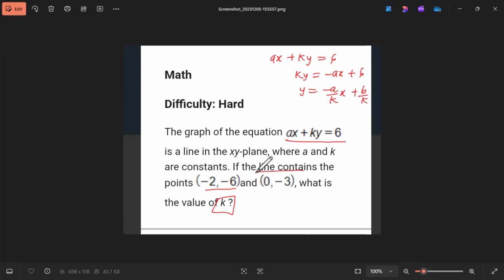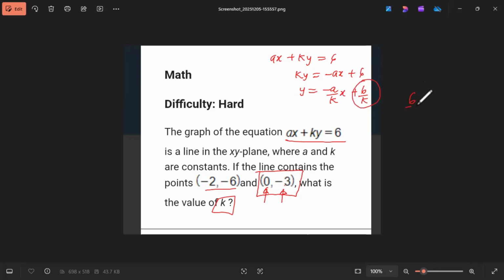What does it tell you? This point tells you about the y-intercept, right? Because I told you whenever you have the y-intercept, the value of x has to be 0. So this is the y-intercept point. The value of y on its intercept is minus 3. I don't know if you get it. So the y-intercept is minus 3, and this is the y-intercept here.